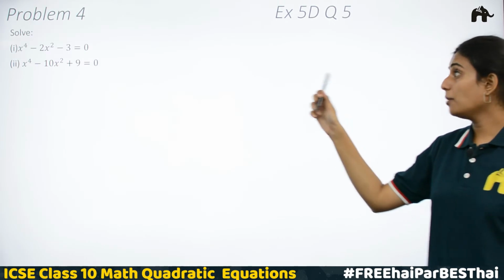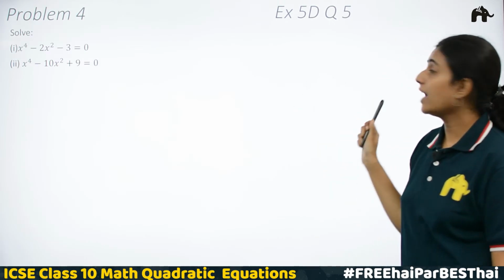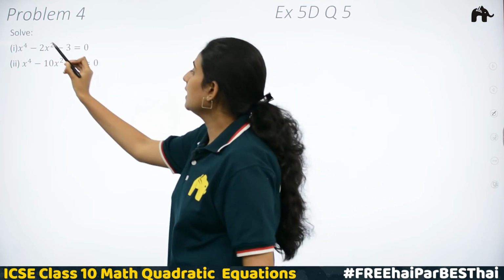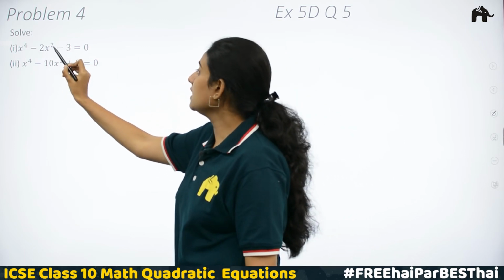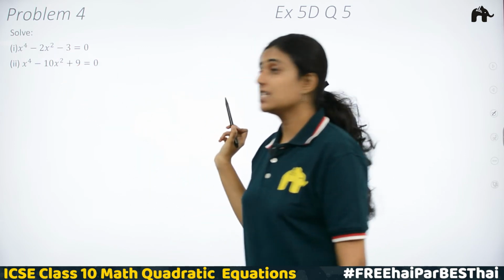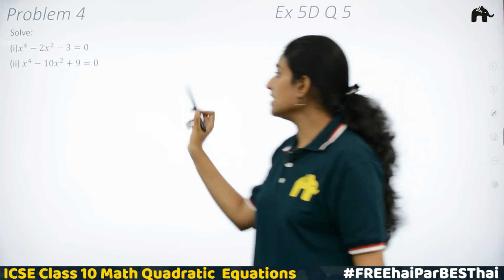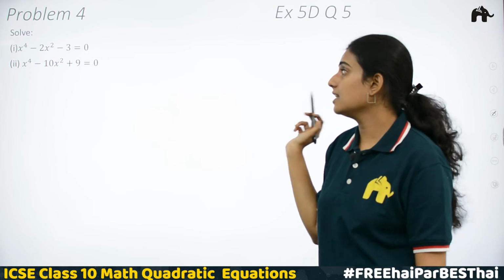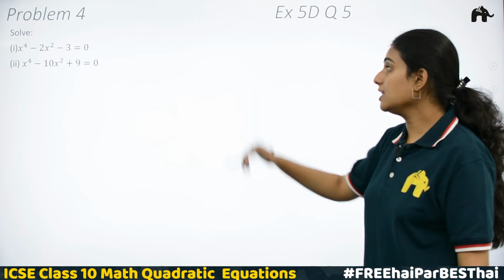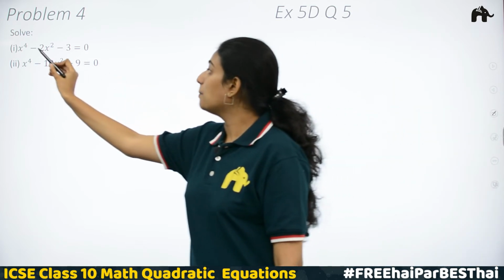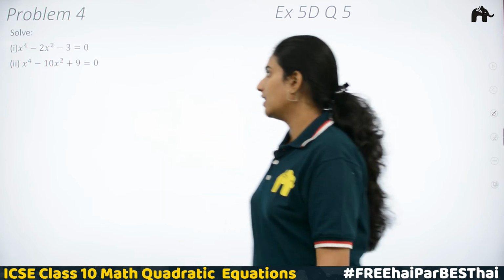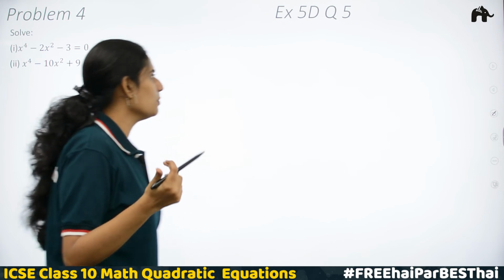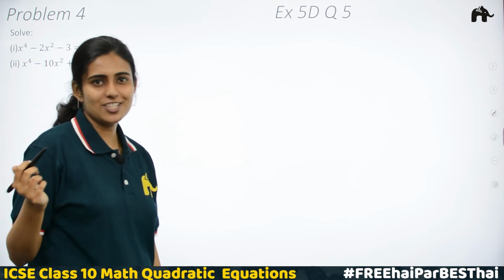Problem 4. Question number 5 of exercise 5D. Solve first question, x raised to 4 minus 2x square minus 3 is equal to 0. Second, x raised to 4 minus 10x square plus 9 is equal to 0. In both these equations, we have power 4. We can reduce this to a quadratic equation. Do you remember how to reduce to a quadratic equation?